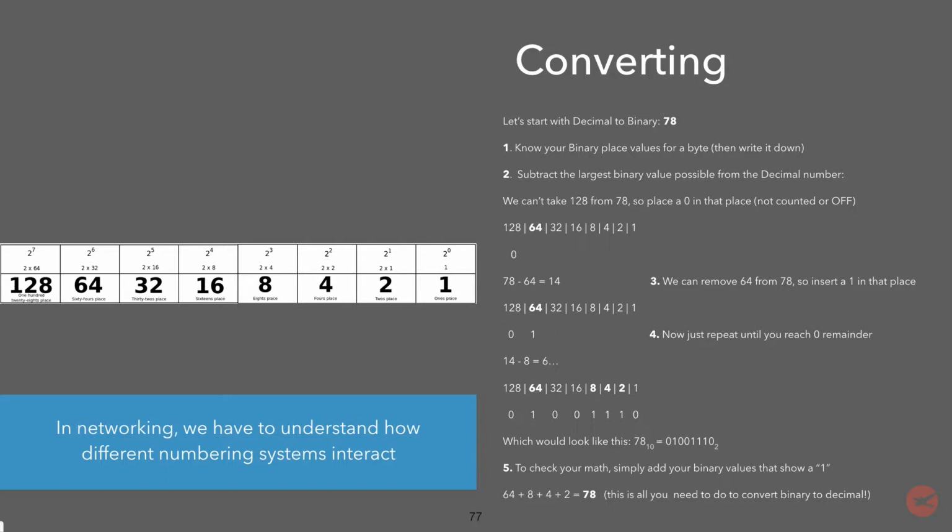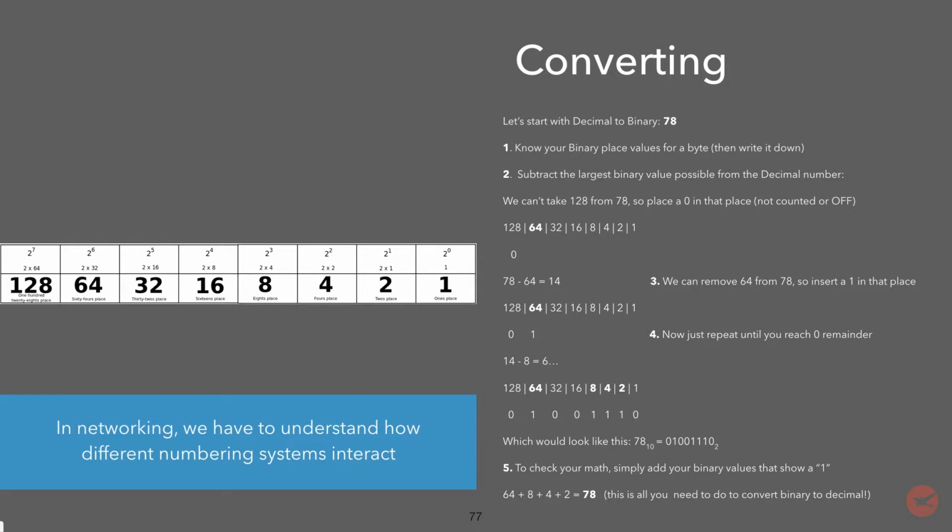And if we were to write this out so we knew what numbering systems we were using, we would use a subscript. So we write 78 with the subscript 10 that lets everybody know that we're using the decimal numbering system on the left. And then we have our binary value 01001110 with a subscript of 2, and that lets everybody know that we're using a base 2 system or binary. And the last thing we want to do is always to check our math.